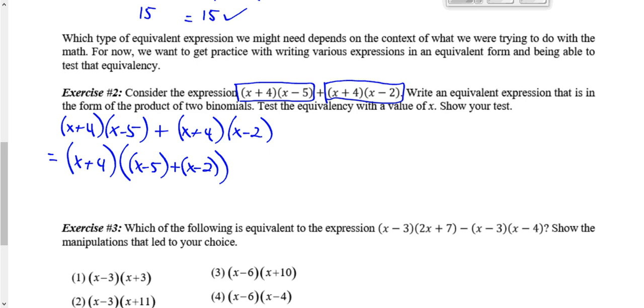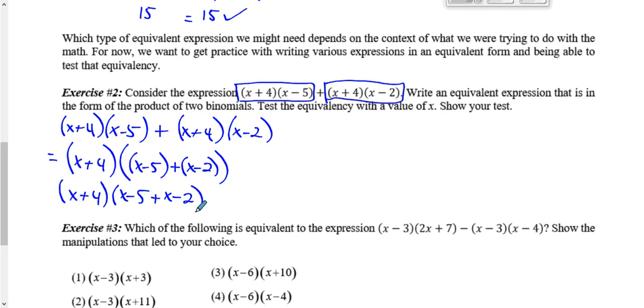So let's simplify this in the middle here. We don't need these parentheses, right? Because isn't that like a 1 out there and a 1 out there? Distribute it so we can get rid of them, okay? So wouldn't this just be x plus 4 times x minus 5 plus x minus 2? You with me? I just got rid of those parentheses.